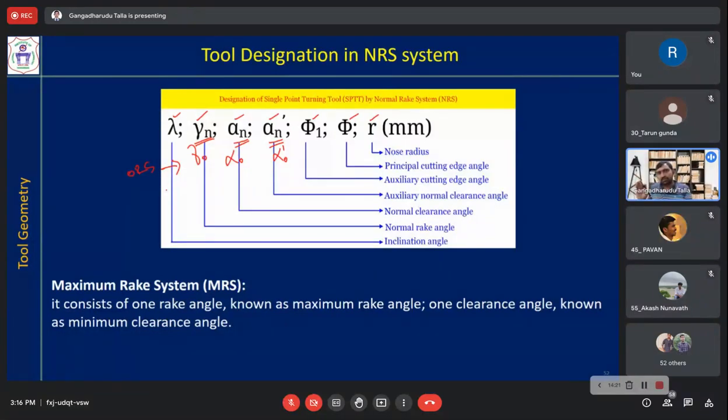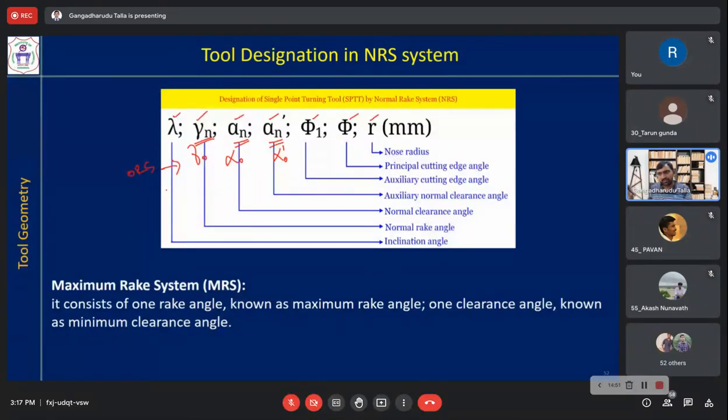This ORS system is used for analytical purposes. When you want to measure some forces coming onto the tool and you want to do some calculations and analysis, then the ORS system is useful. ORS system is easy for understanding the cutting mechanism. So that's why ORS is used for research purposes, analytical purposes, etc.